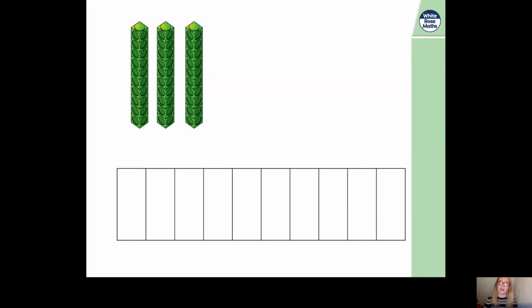Okay, so how many groups of cubes did we have? Yes, we have 3 groups of cubes. How many in each group? Yes, we have 10 in each group. So we can write 3 multiplied by 10 equals 30.